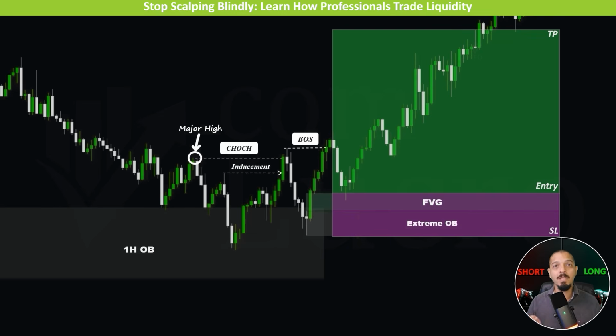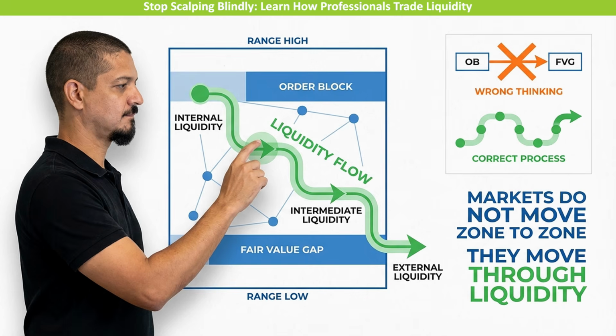We can see that the trade played out without pulling back to the extreme order block. And this highlights a key principle. Markets do not simply move from one zone to another.